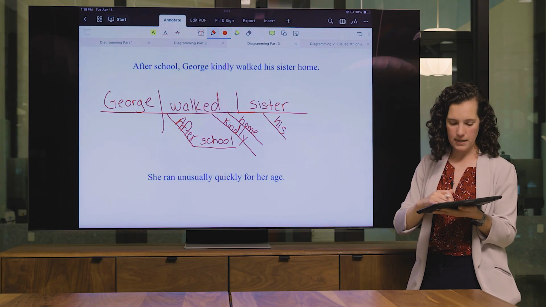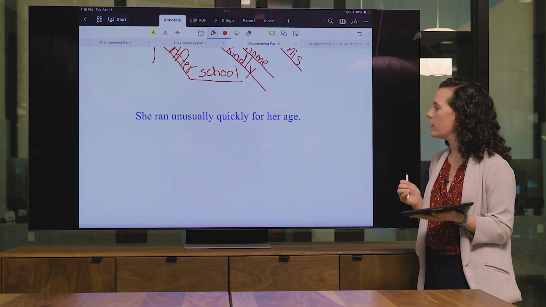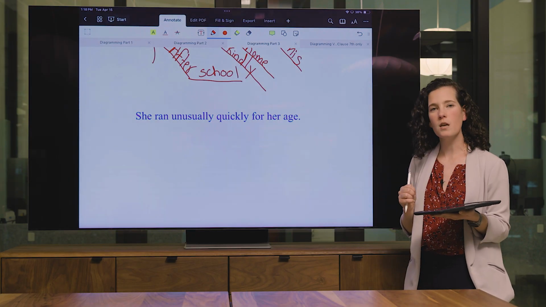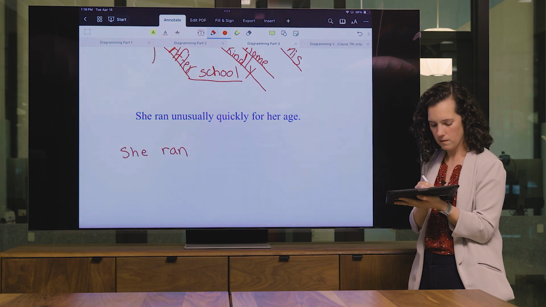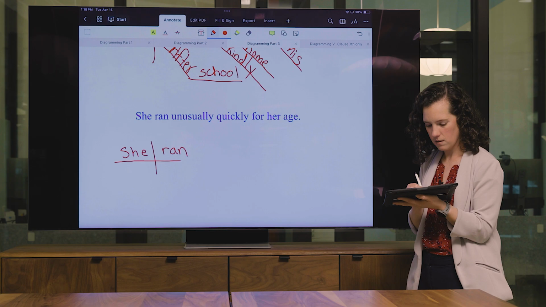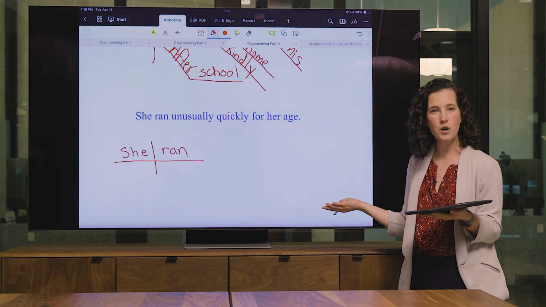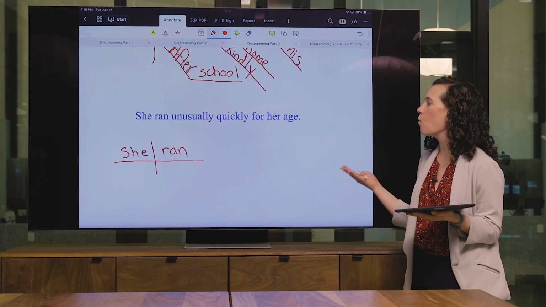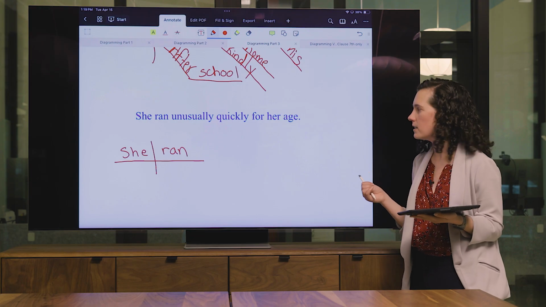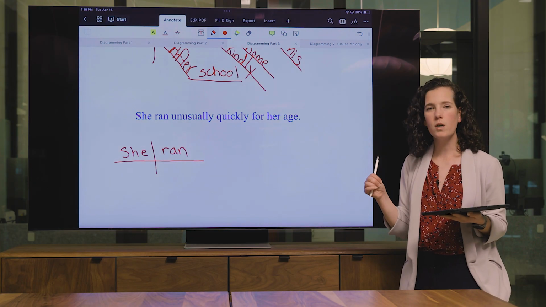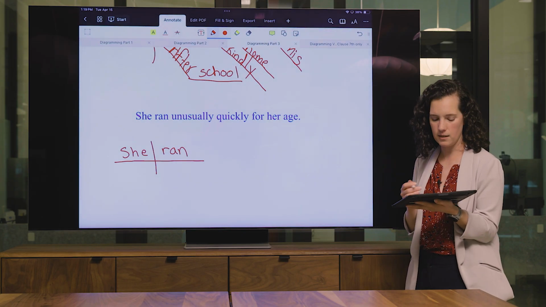And let's look at one more sentence. She ran unusually quickly for her age. Our sentence begins with our subject and our verb, she ran. And then we look. Ran is an action verb, so we look for a direct object. She ran what? There's nothing that answers that question. So we don't have a direct object in this sentence. Instead, all the other words describe the way in which she ran or some other descriptive element in this sentence.